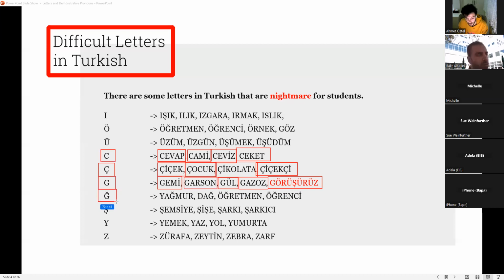And another similar looking letter is the soft G, ğ, and it doesn't have any pronunciation of its own, so I cannot make the sound. But the function of this is basically that it makes the previous vowel a little bit longer. So instead of saying yağmur short, I'm going to say yağmur longer. Instead of saying da, I will make it a little bit longer. Öğretmen, öğrenci.